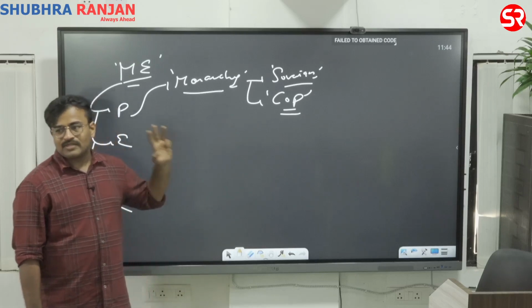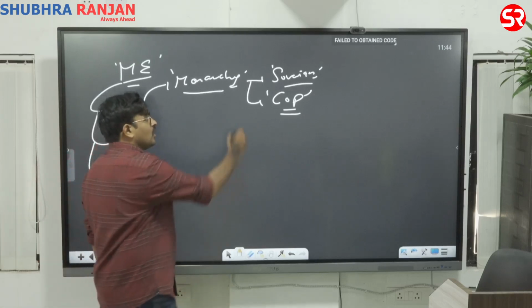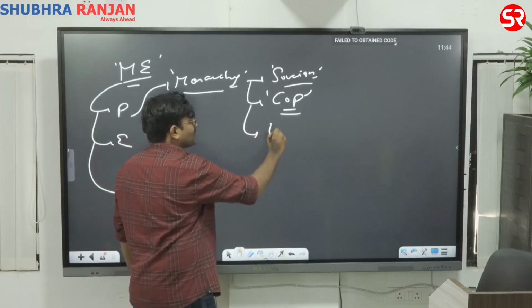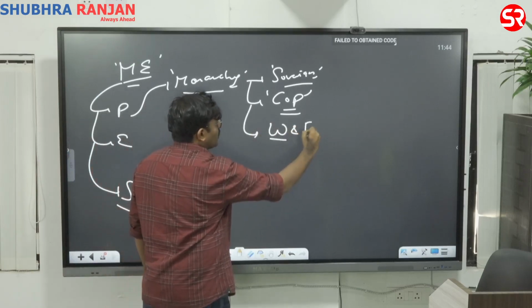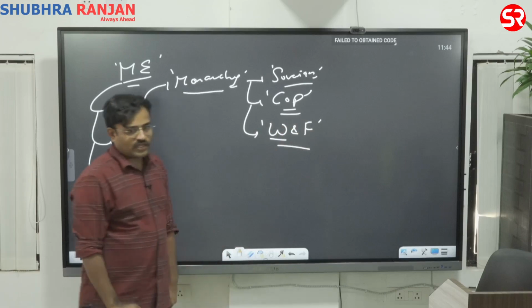Then apart from this, the third character of monarchy is that usually in most monarchies, the governance will be based on the whims and fancies of the king, sir.